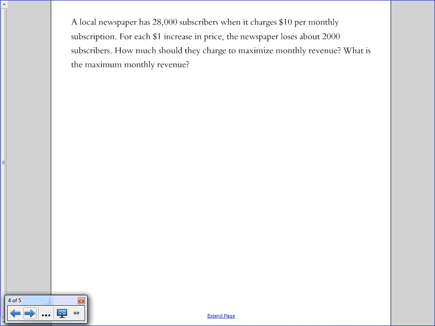And then the third type that you might see is a revenue equation, which we have practiced before. We have a local newspaper with 28,000 subscribers when it charges $10, and they're thinking of increasing the price, which means they might lose some subscribers, but they can still do this to maximize their revenue. So remember that revenue is going to equal the number of subscribers or customers times the money that they pay for each item, or in this case for each subscription, the price.